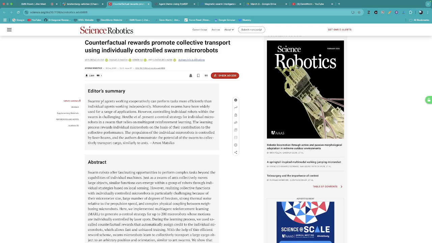No, totally. Okay. Swarms of agents working cooperatively can perform tasks more efficiently than individual agents working independently. Microbot swarms have been widely used for a range of applications. However, controlling individual robots within the swarm is challenging. Hou et al. present a control strategy for individual micro-robots in a swarm that relies on multi-agent reinforcement learning. And the learning process rewards individual micro-robots on the basis of their contribution to the collective performance. The propulsion of the individual micro-robots is controlled by laser beams, and the authors demonstrate the potential of the swarm to collectively transport cargo similarly to ants.